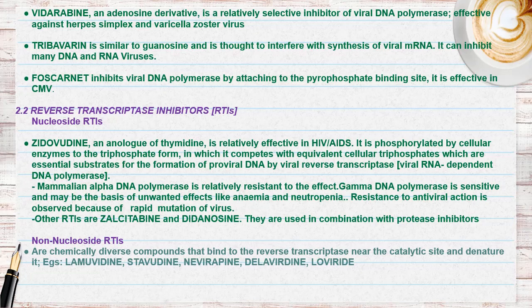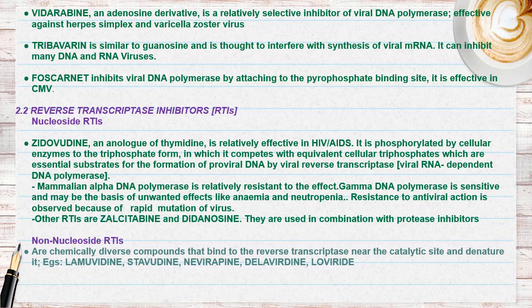The other drug is foscarnet, which has a different mechanism of action. It inhibits the viral DNA polymerase by attaching to the pyrophosphate binding site, and it is effective in cytomegalovirus infection. Foscarnet is a drug which can cause serious nephrotoxicity, and therefore it is used as a second line drug in the treatment of cytomegalovirus. Cytomegalovirus can be treated very effectively by ganciclovir-like drugs.